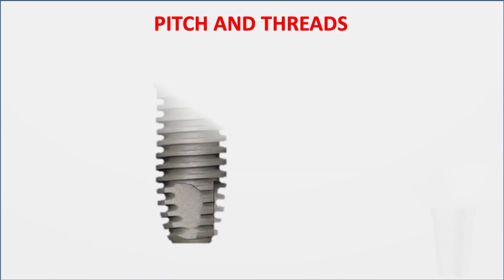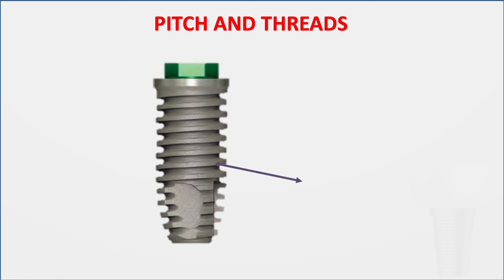Now, what is pitch and threads of the implant? Look at the figure. The serration we have is called the threads, and between the two threads the area is called a pitch. If more the threads, then we have more pitch. If we have less thread, it means we have less pitch. So implants with more threads are preferred as compared to implants with fewer threads. More the threads, more will be the anchorage with the bone.